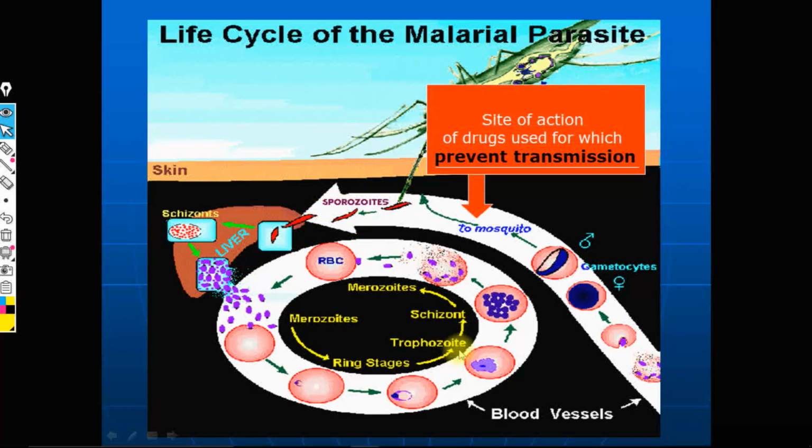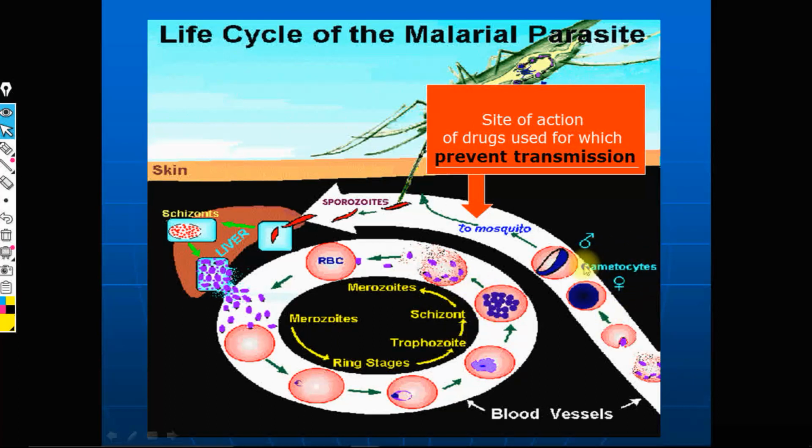Last one is the site of action for the drugs which are used to prevent the transmission, because they are killing the gametocytes. Okay, so again this is a very important action, because you also need to kill those gametocytes, otherwise the next mosquito bite will take those gametocytes and will result in transmission, right? Remember that drugs which are effective in killing these schizonts are not effective in killing the gametocytes, right?